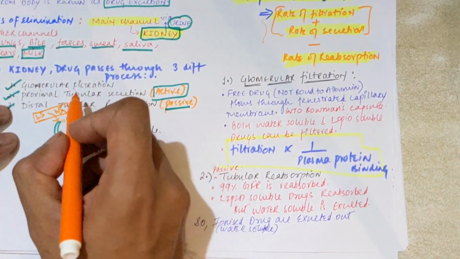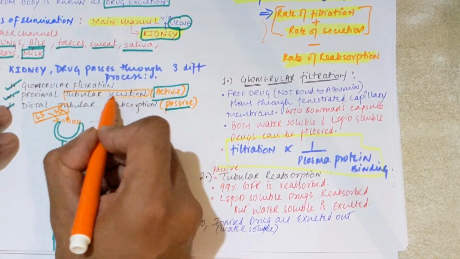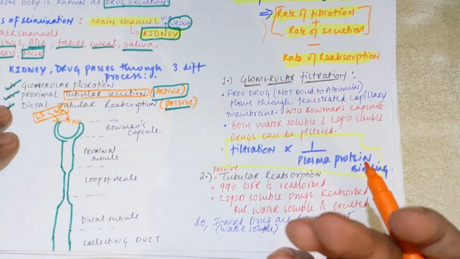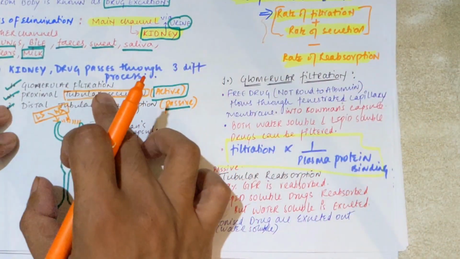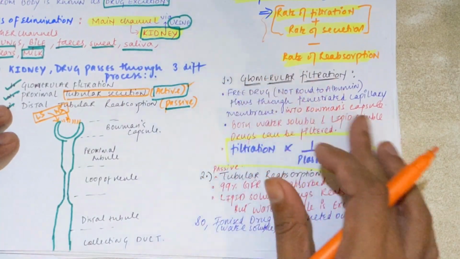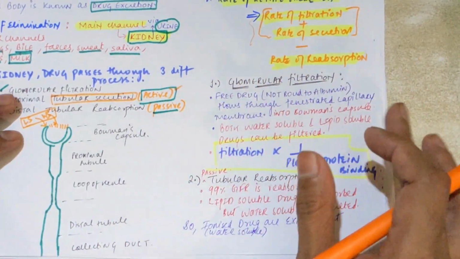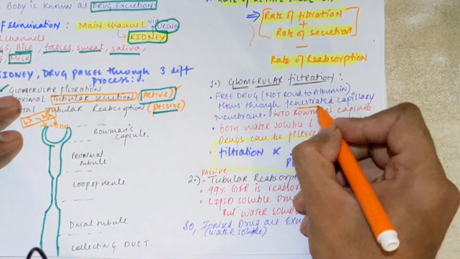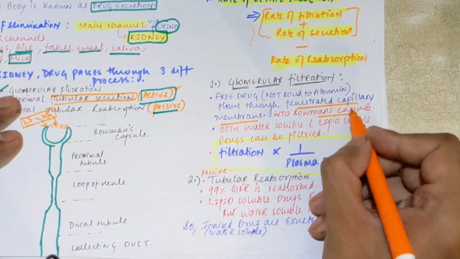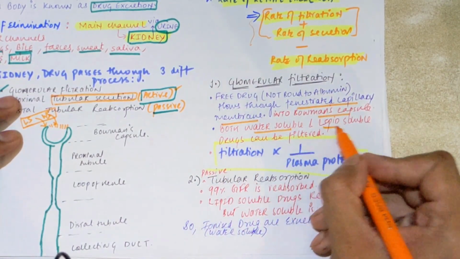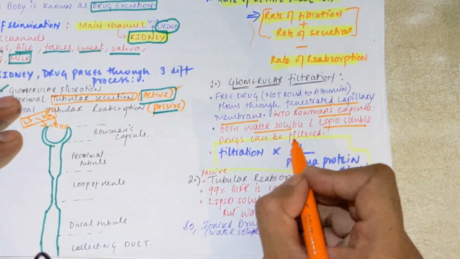So for that we have tubular secretion. The drugs which are highly plasma protein bound are secreted through tubular secretion, that is through active transport. Clear? We're discussing that later on. So that is the main concept. It flows through the fenestrated capillary, as I have told you, into the Bowman's capsule, both water soluble and lipid soluble. So this is the main point here, they can be filtered.